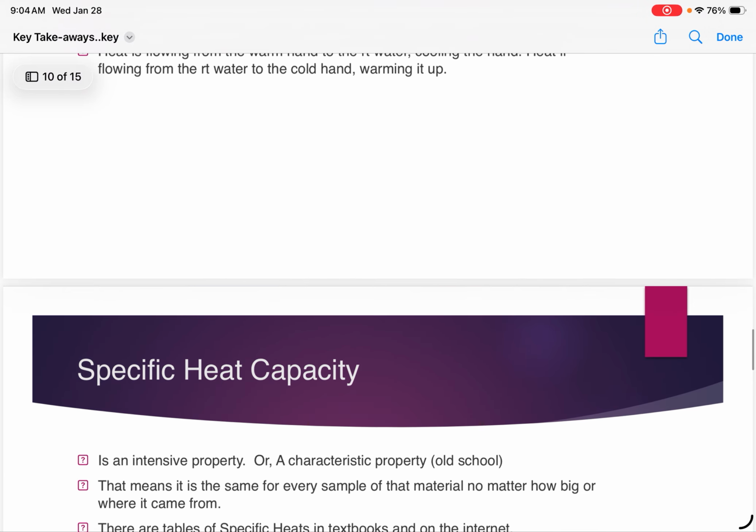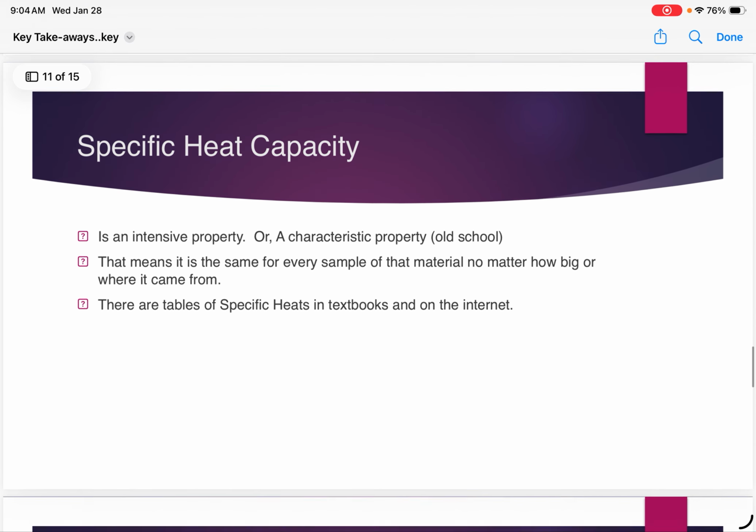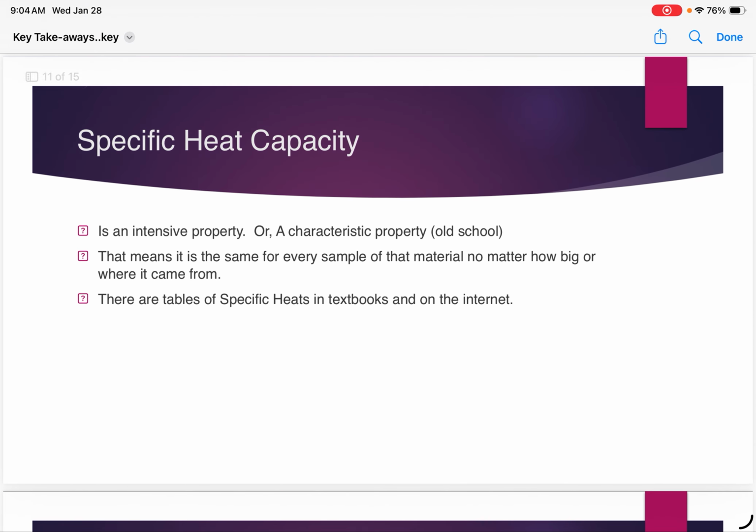Use just respectable water. Specific heat capacity is an intensive property or a characteristic property. That's the old school way of doing it. It means that it's the same for every sample of the material, no matter how big or where it came from. And there are tables of specific heats in textbooks and on the internet.